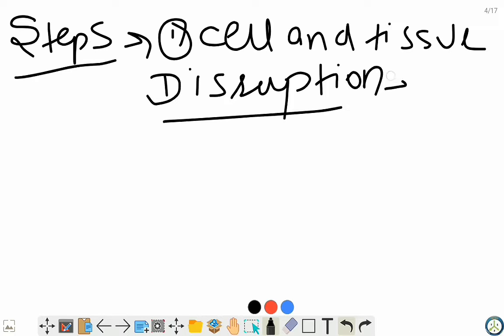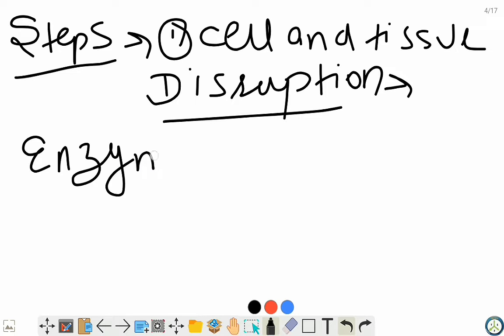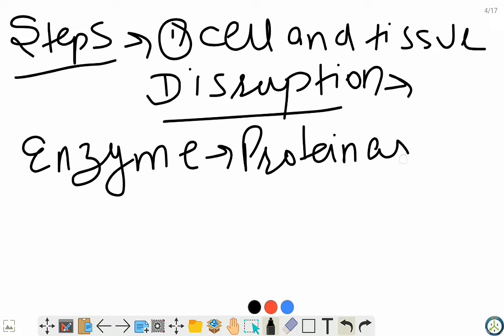Clear? Now what is this step? In this step we have to use some enzymes, for example proteinase K, for the cell and tissue disruption. This disruption can also be carried out by boiling and using alkali treatment. This is the first step, to disrupt the cellular components. It can also be done by a mechanical method.